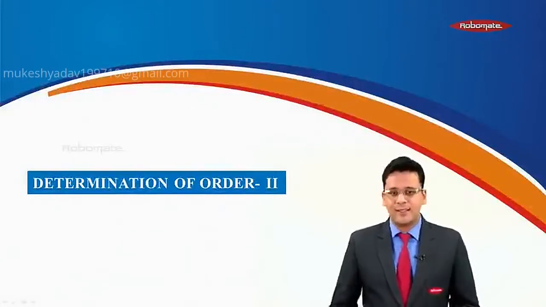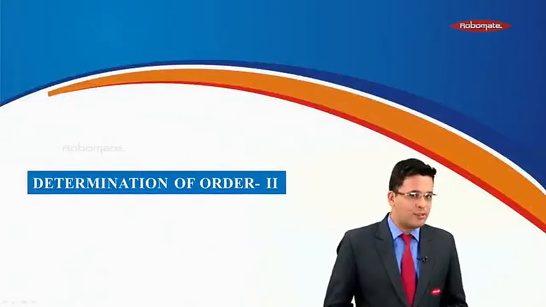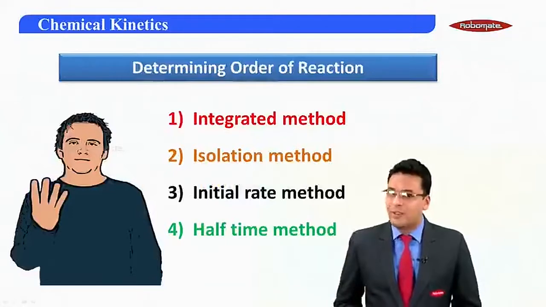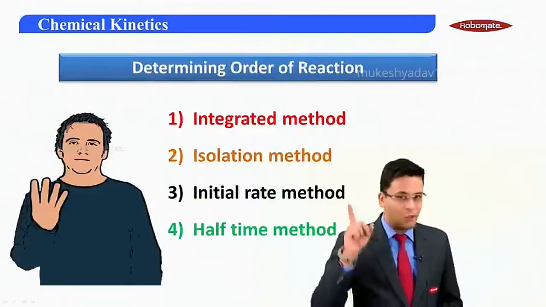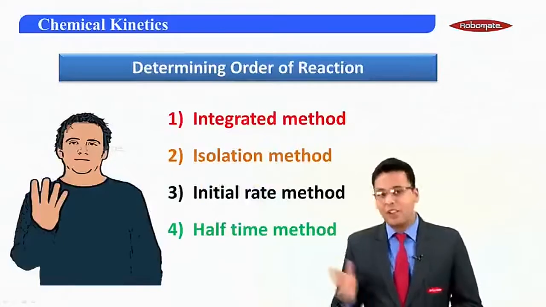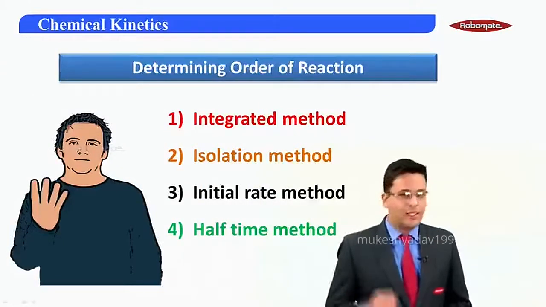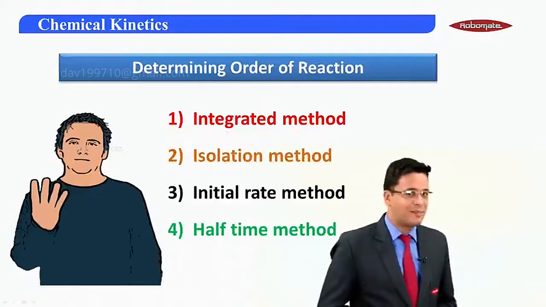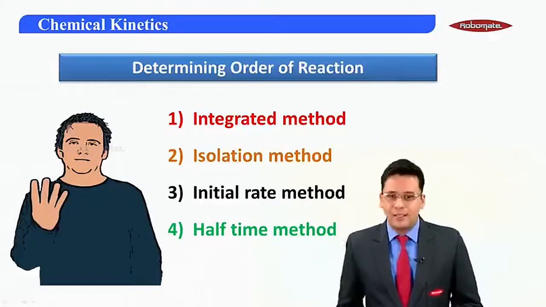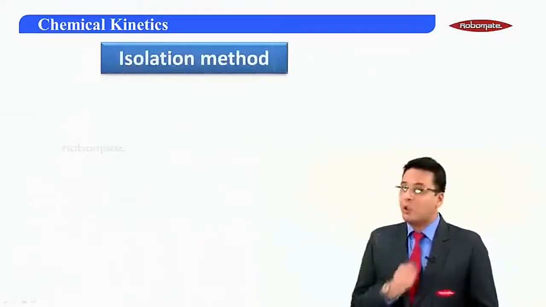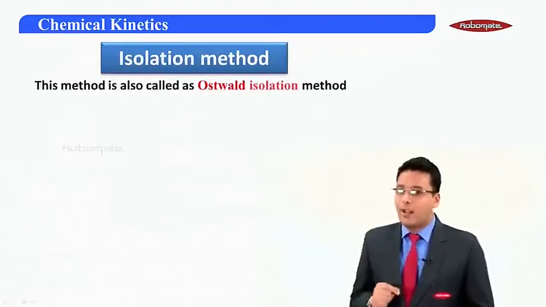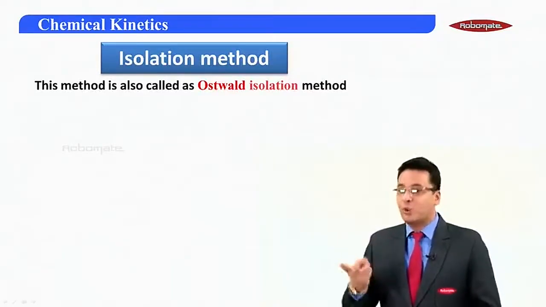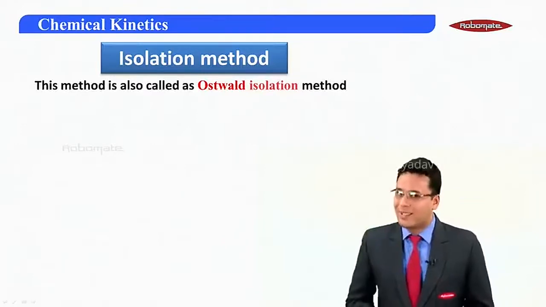Kinetics. We are dealing with determination of order, and this will be our second method. We know that there are four methods for finding order of a reaction. We have already seen the first one, integrated method, in the previous module. Now here we will study the isolation method for determination of order of a reaction. But first things first, you need to understand that this isolation method is also called the Ostwald isolation method. So if they ask you questions on either of the two, do not get confused, it's one and the same.